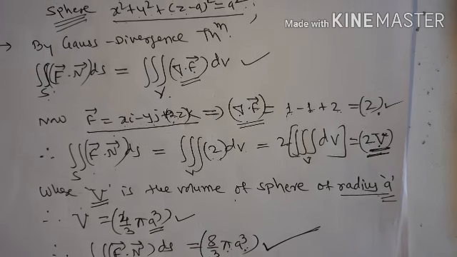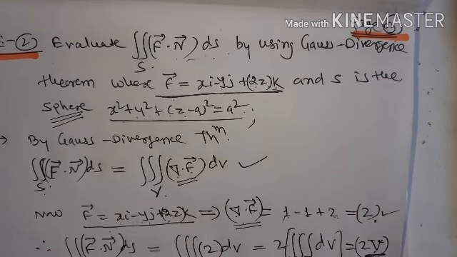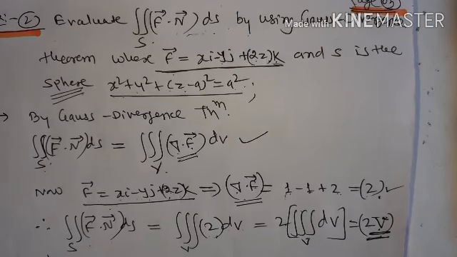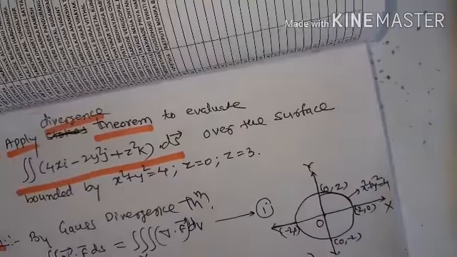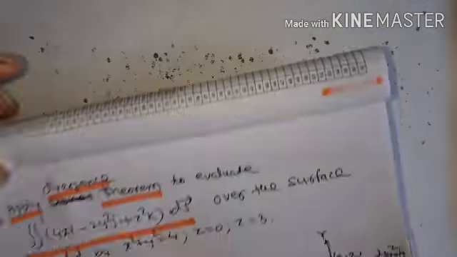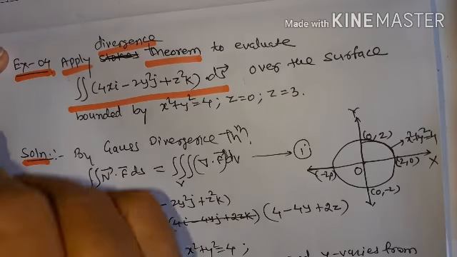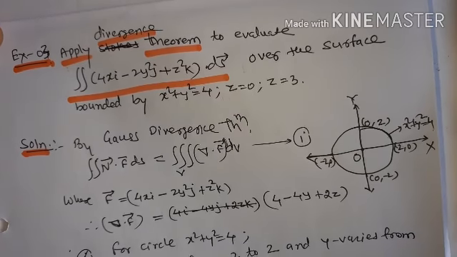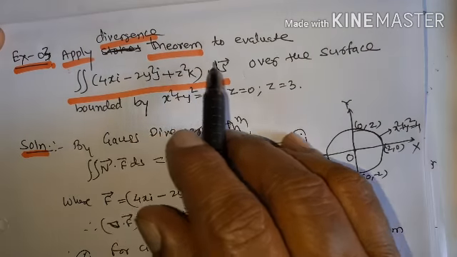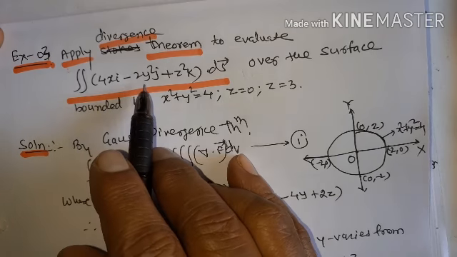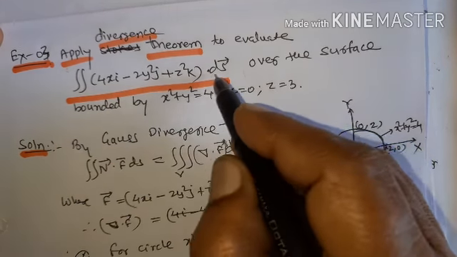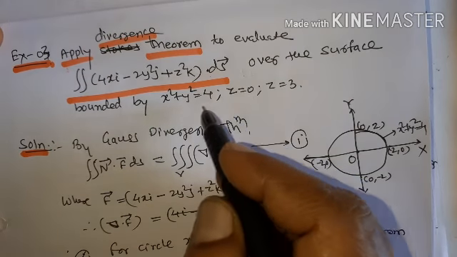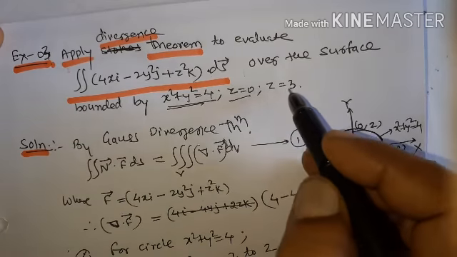Now, after looking at example number 2, we'll go for the next example. Look at this as example number 3. Now we have to apply the divergence theorem to evaluate the surface integral of 4xi minus 2y square j plus z square k dot dS bar over the surface bounded by x square plus y square equal to 4, which means this is a circle, and z equal to 0 and z equal to 3.